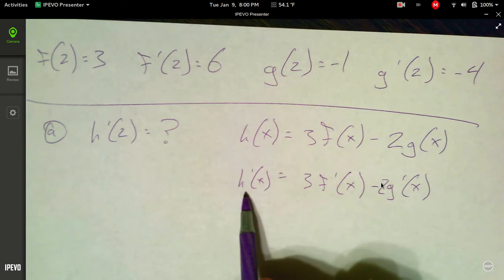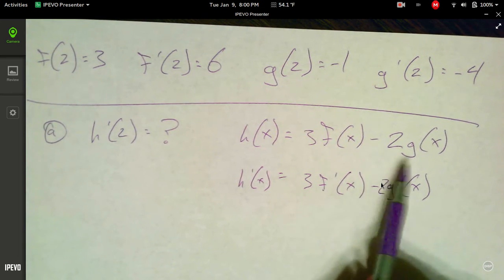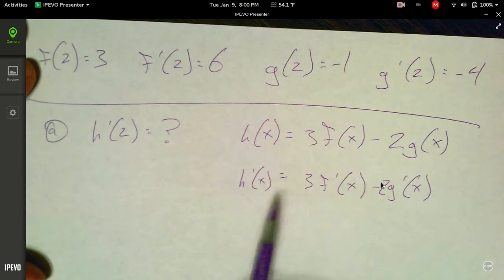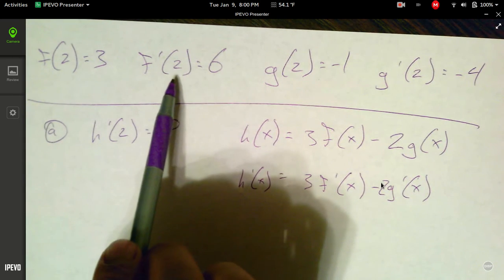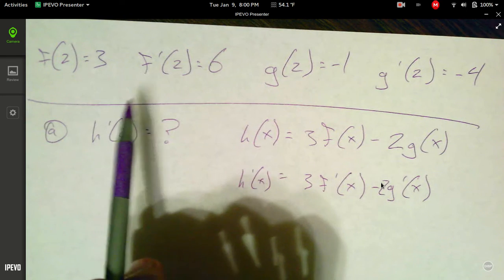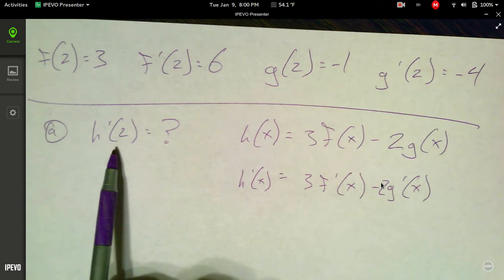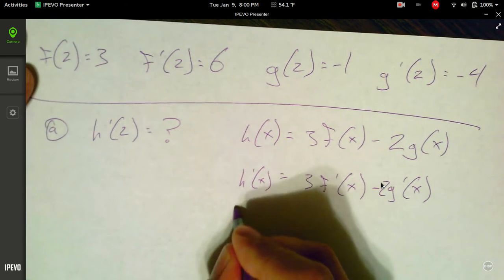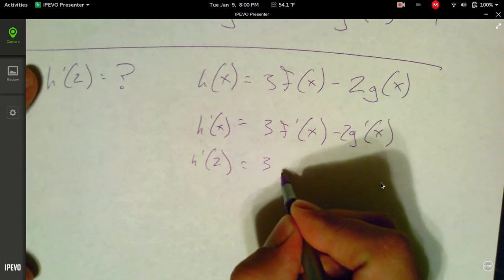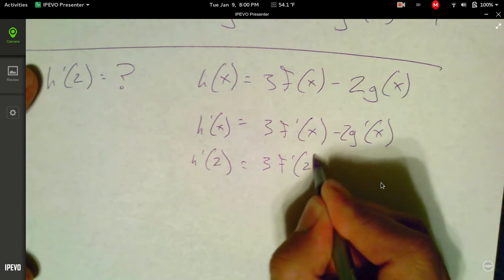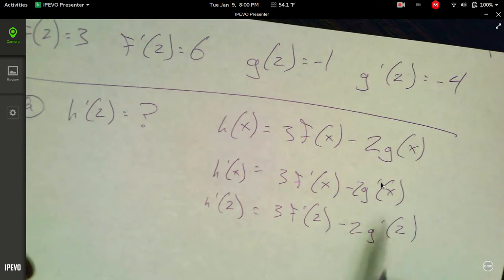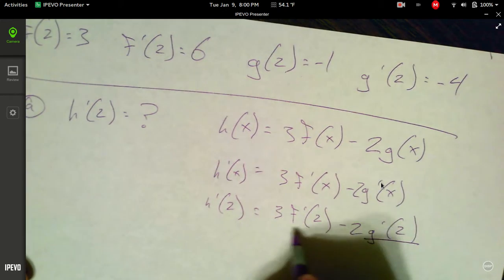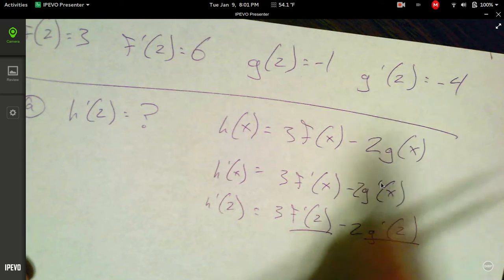All right, now that we know what h prime of x is based upon our information here, we don't actually know what f prime of x is and what g prime of x is. What we know is the value of those functions at specific values, which just so happens to be the same x value we're looking for here. So h prime of 2 is going to be equal to 3 times f prime of 2 minus 2 times g prime of 2. Fortunately for us, we know what the value of this is and what the value of this is. We get those from up here.